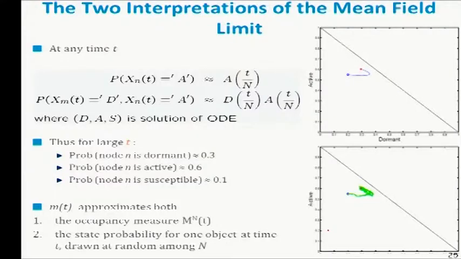So we see that the M of t, the blue line, we can view it as an approximation for the occupancy measure, the proportion of nodes that are in a given state, but also the probability for a given node to be in a given state.